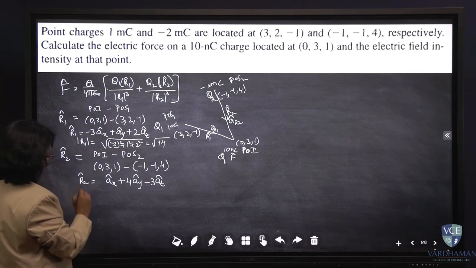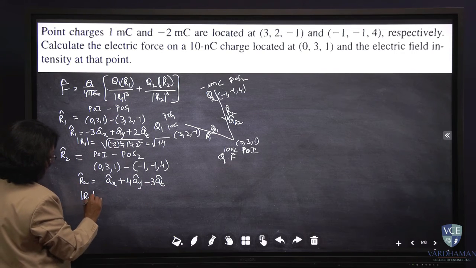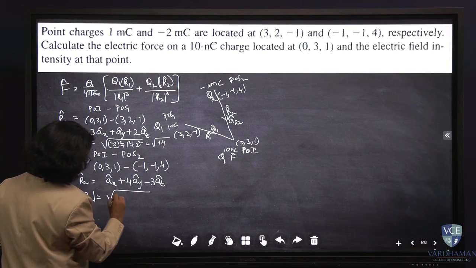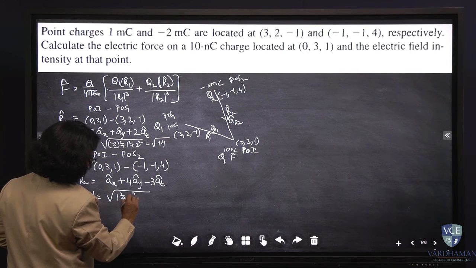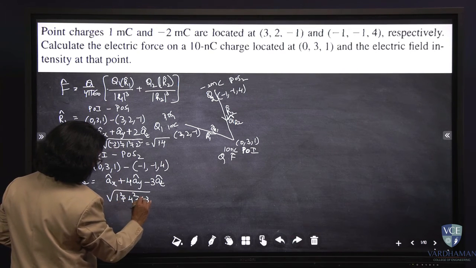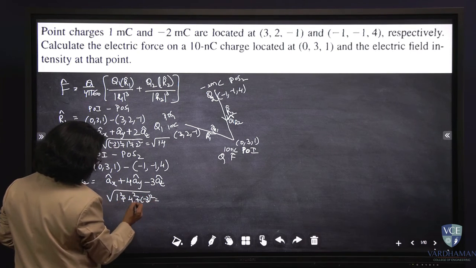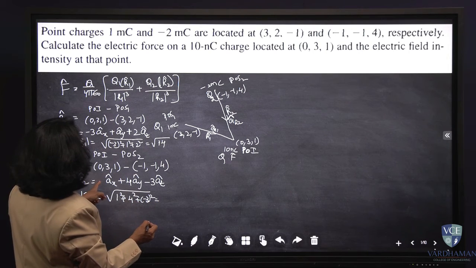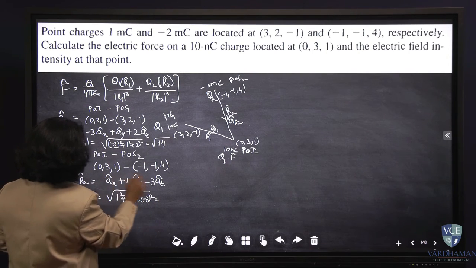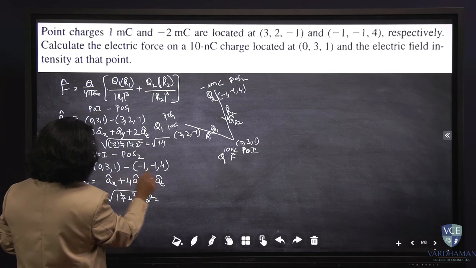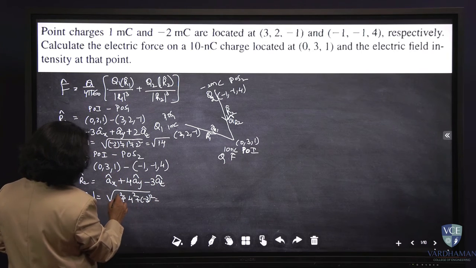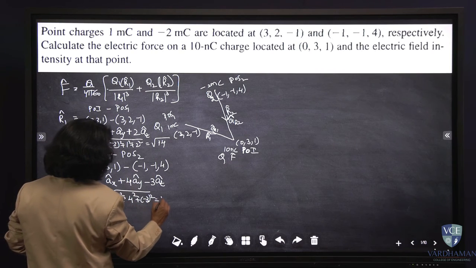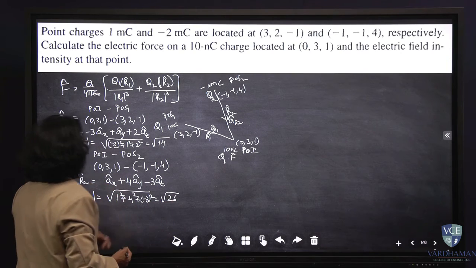This is the distance vector, and what is the magnitude of this? It is nothing but the square root of 1 square plus 4 square plus (minus 3) whole square. Okay, so it is 1 plus 16 plus 9, which is root 26.